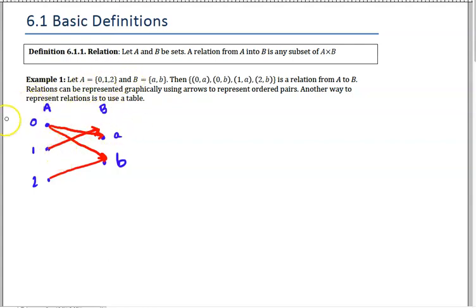Okay, so I said that we can also express a relation with tables. Okay, so the traditional tables. We have our inputs and our outputs. So x and y values, we can list them side by side. So 0 goes with A, 0 goes with B, 1 goes with A, 2 goes with B.